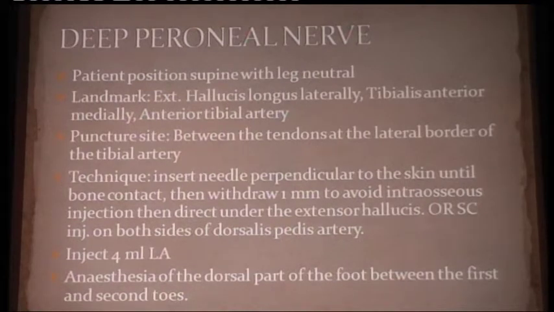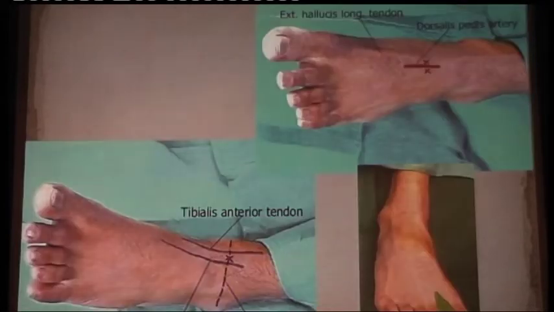These are the landmarks for how to give a deep peroneal block. Supine position with leg neutral. Landmarks are extensor hallucis longus laterally. I will directly show the figure. There are two different ways by which this can be blocked.